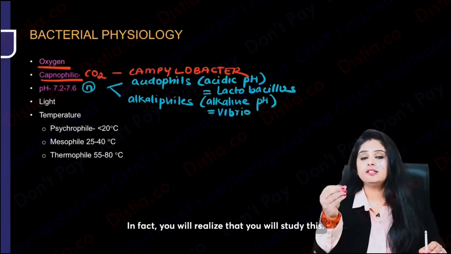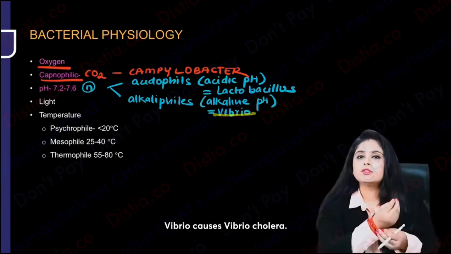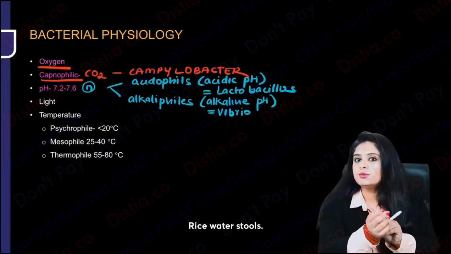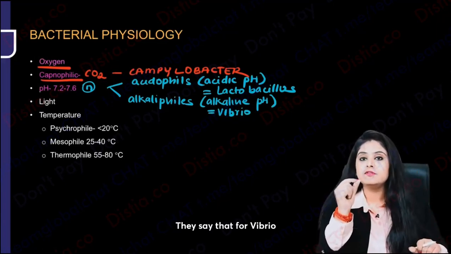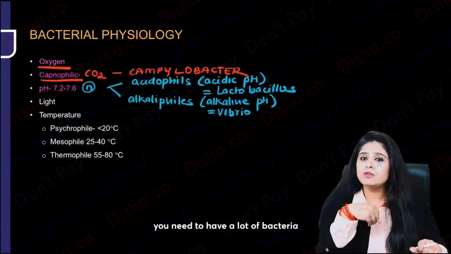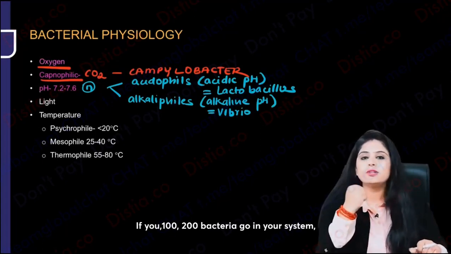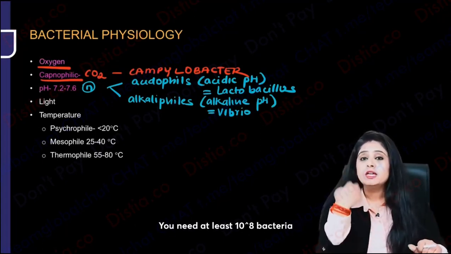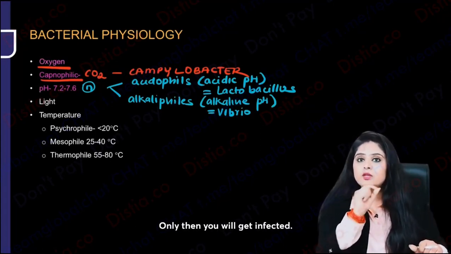In fact, you will study this. I hope you all have heard of it now. Vibrio causes Vibrio cholerae, rice water stools. I'll tell you a story right now. They say that for Vibrio, you need to have a lot of bacteria going into your system. If a few 100, 200 bacteria go in, you will never have a problem. You need at least 10 to the power 8 bacteria going into your system. Only then will you get infected.